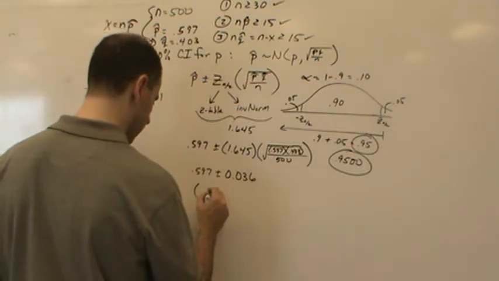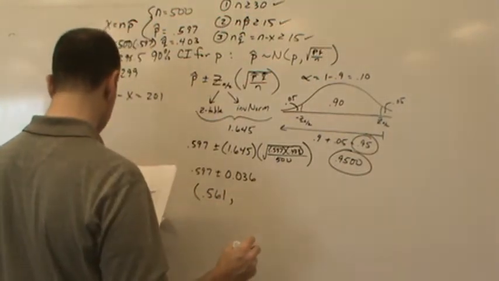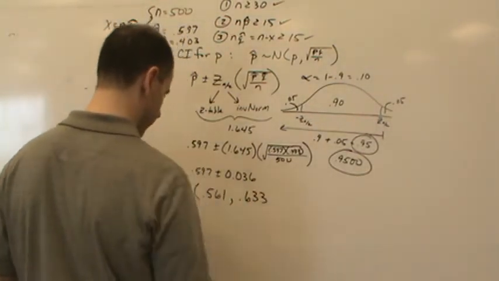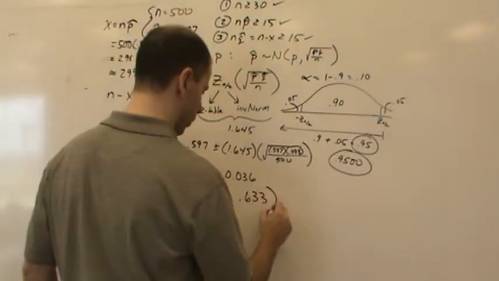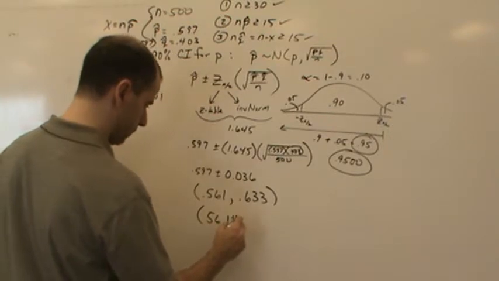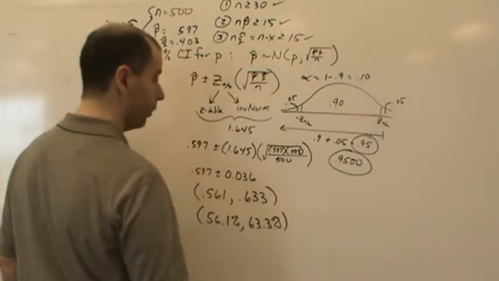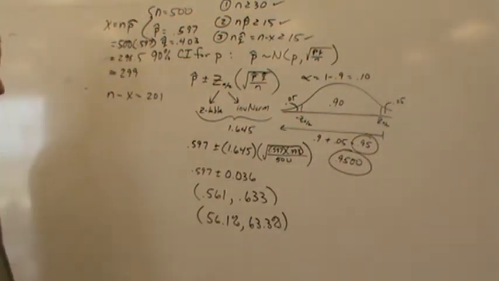.561 and 0.633. And that's our confidence interval. And of course, we're going to write it as a percentage, so it's 56.1% and 63.3%, which is what we got before. Okay? So that's the answer.